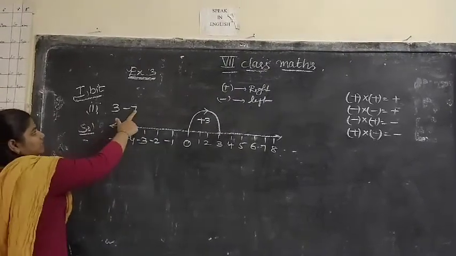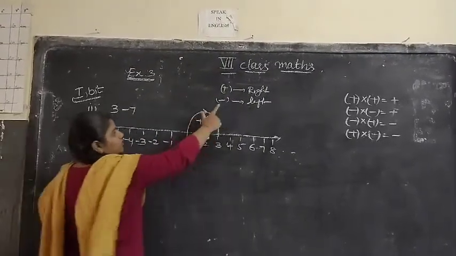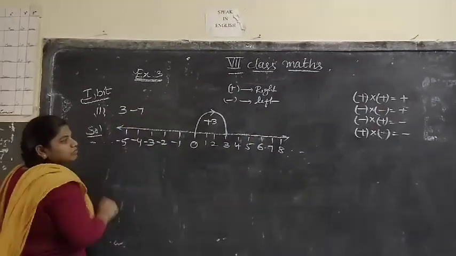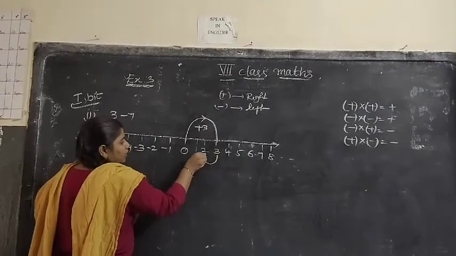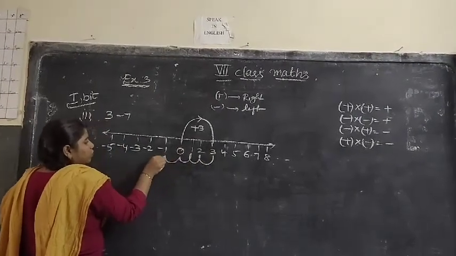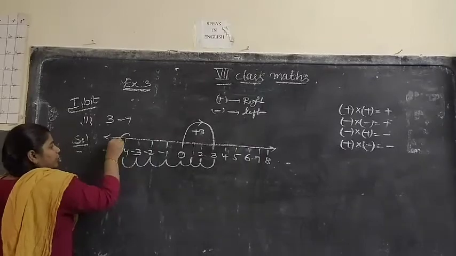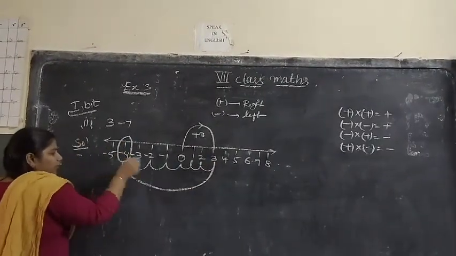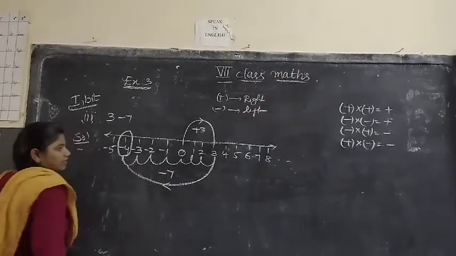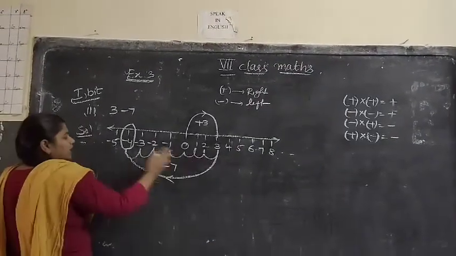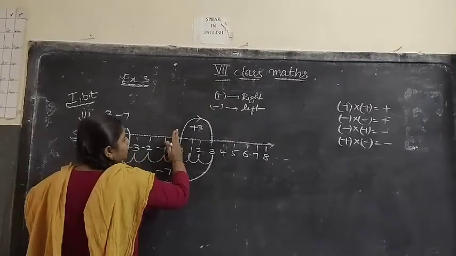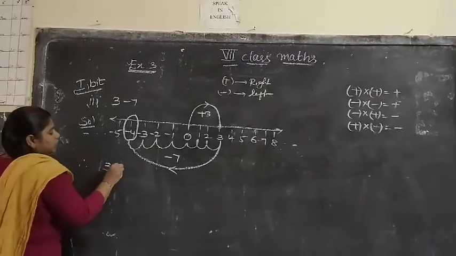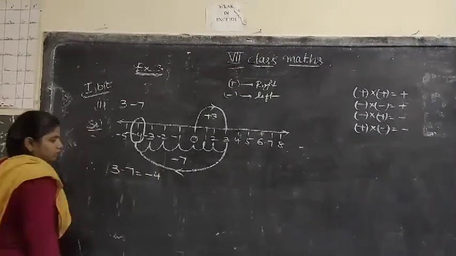Next is 7. 7 is a negative number. If it is a negative value, we have to move to the left side. How many times do you have to move? 7 times, from 3: 1, 2, 3, 4, 5, 6, 7. What is the result you got? Result is minus 4, and I have travelled to the left side. That is minus 7. If it is a negative number, we move to the left side, and if it is a positive number, we move to the right side. So what is 3 minus 7 here? Therefore 3 minus 7 is equal to minus 4.